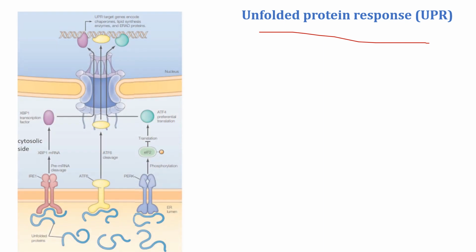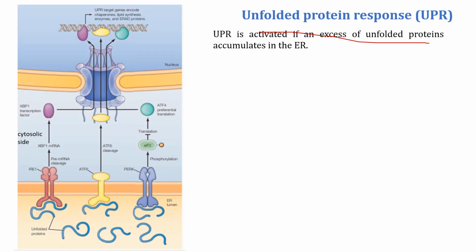Okay, next we understand that the level of unfolded protein in the ER is monitored by the unfolded protein response pathway. The UPR, unfolded protein response, is activated if an excess amount of unfolded protein accumulates in the ER. So this is the ER membrane, ER lumen, cytosol, cytosolic side, nucleus, nuclear membrane. Now when the amount of unfolded proteins is in excess, the unfolded protein response is activated.